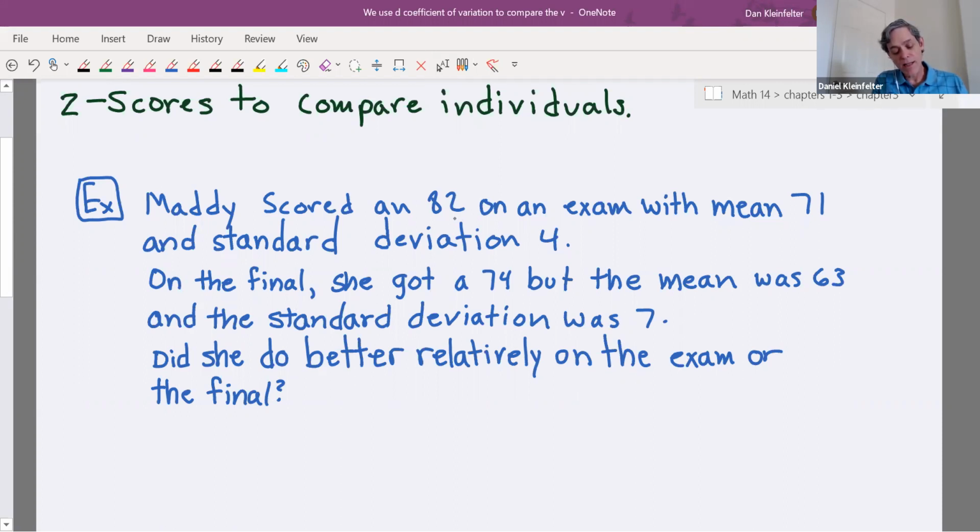Okay, so the thing is that on the regular exam, she scored an 82 when the mean was a 71. So 82 minus 71 is 11. So she scored 11 points over the mean. On the final, she scored a 74 and the mean was a 63. So again, she scored 11 points over the mean. The thing is that the standard deviation between the 2 tests is different. And so we'll see that she does better on one test than the other.